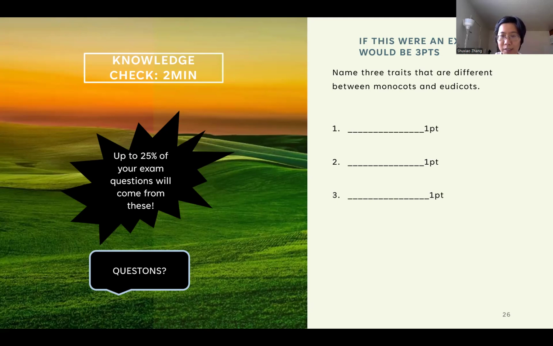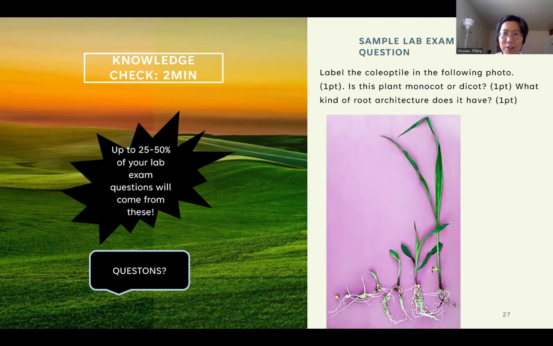You can also put that monocots have energy for the germinating seedlings stored in the endosperm, whereas eudicots have it stored in the cotyledons. So any of those choices are fine. Here is another question. So label the coleoptile in the following photo, and then is this plant monocot or dicot? And what kind of root architecture does it have? Go ahead and pause playback and try to answer these questions.